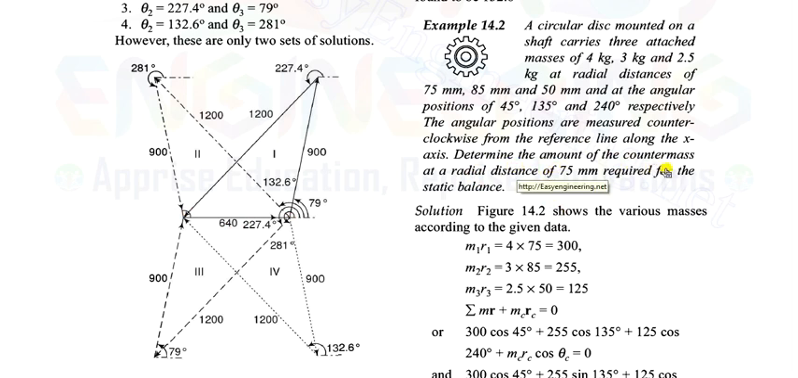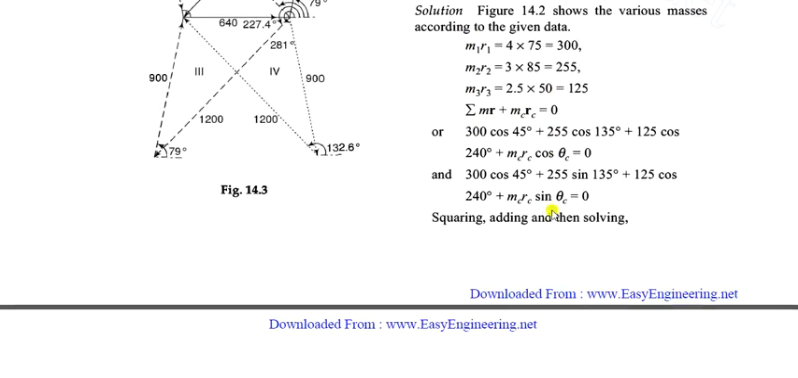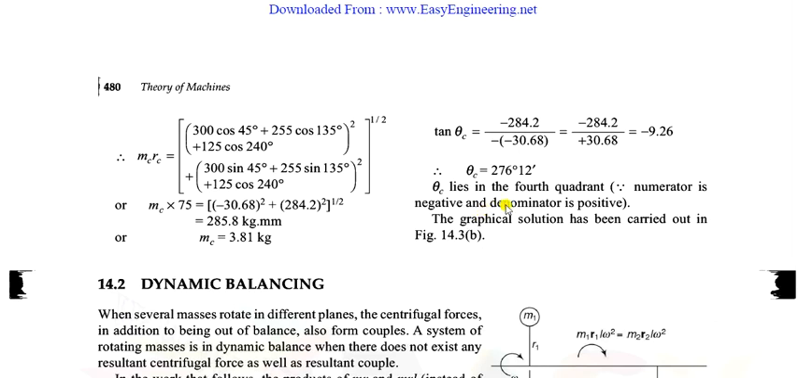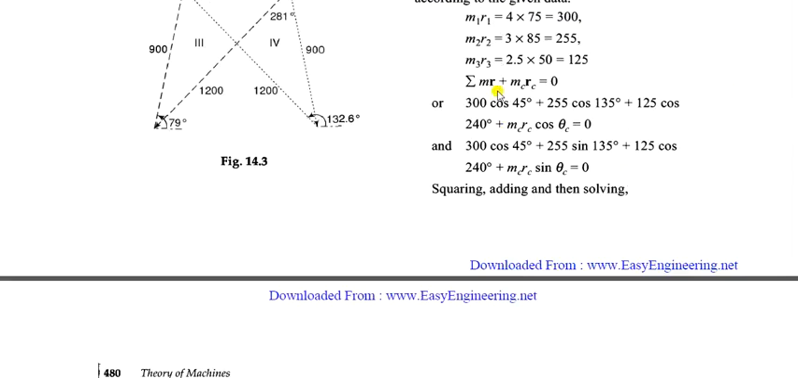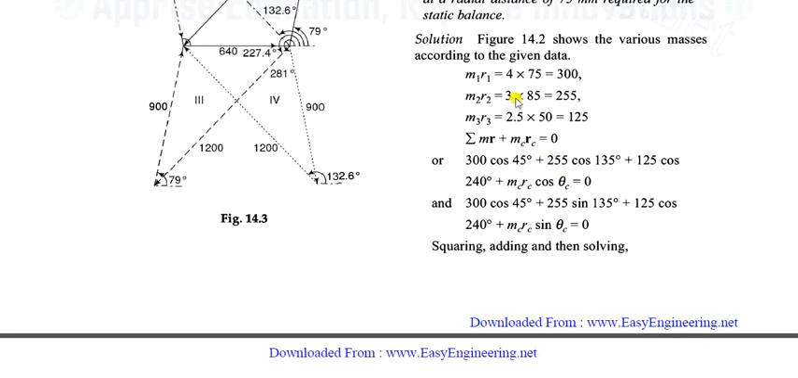We have to find out the counter mass, that means the balancing mass at a radial distance of 75 mm required for the static balance. Okay, so RB is given, MB we have to calculate. Again you have two methods, analytical method and graphical method. By any method you can solve. Here he is using the analytical method.